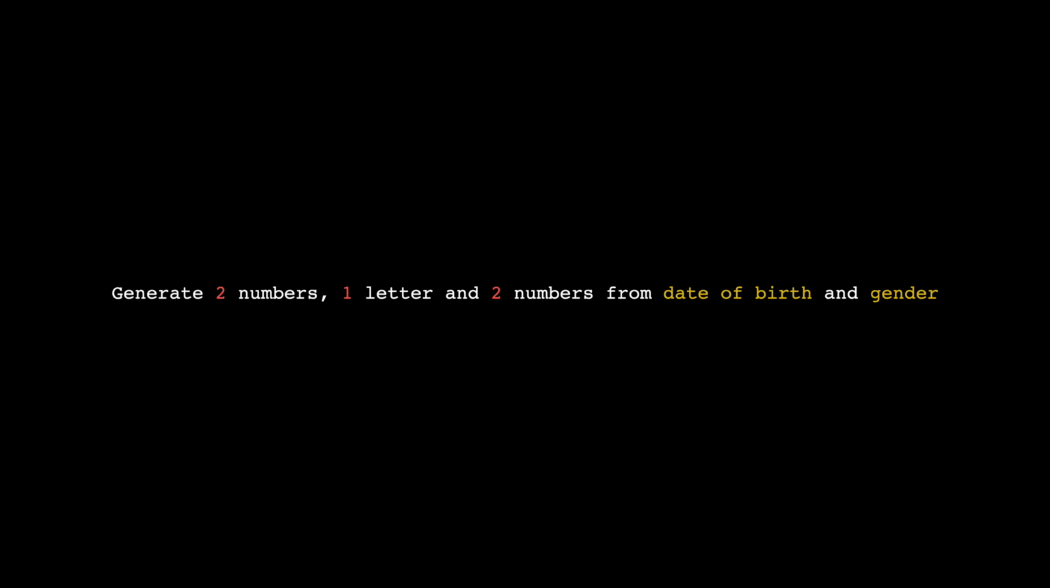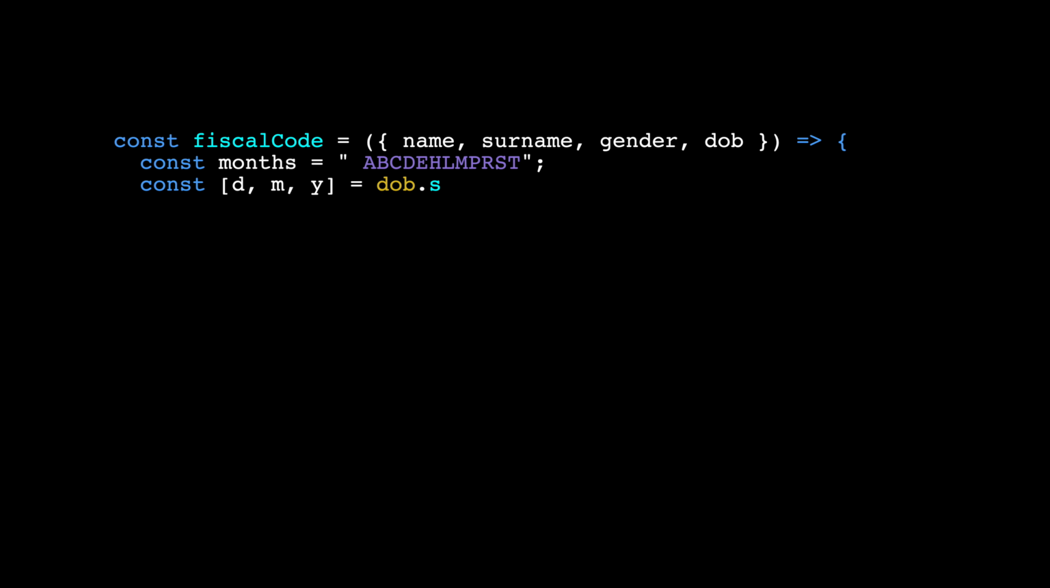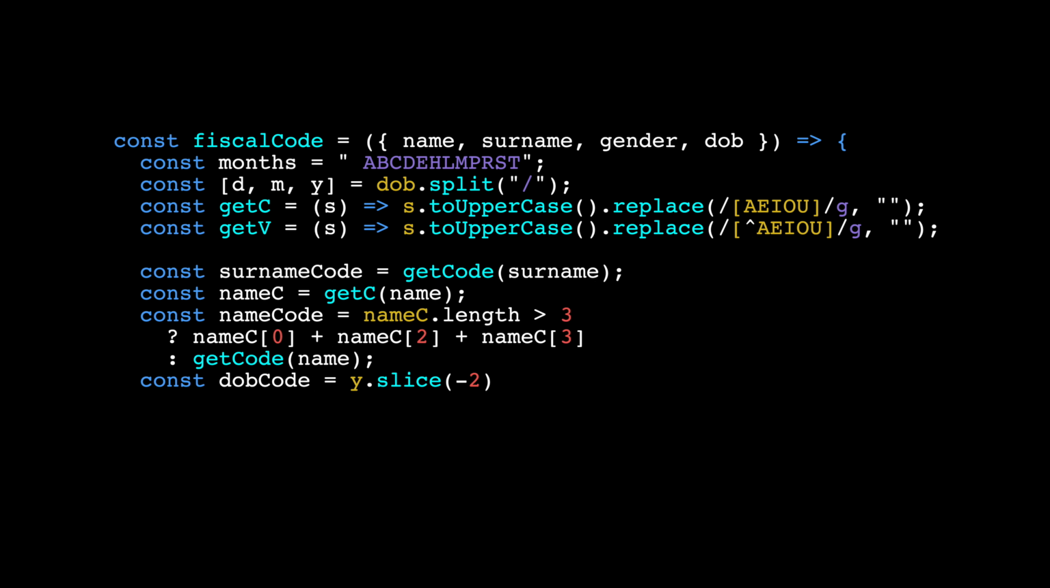The last calculation will be generated from 2 numbers, 1 letter, and 2 numbers from date of birth and gender. Firstly, we take the 2 last characters of the year, and for this we will use the slice method. Then we will add the month code to it. For this we will insert the months, and as an index we will insert the current month.